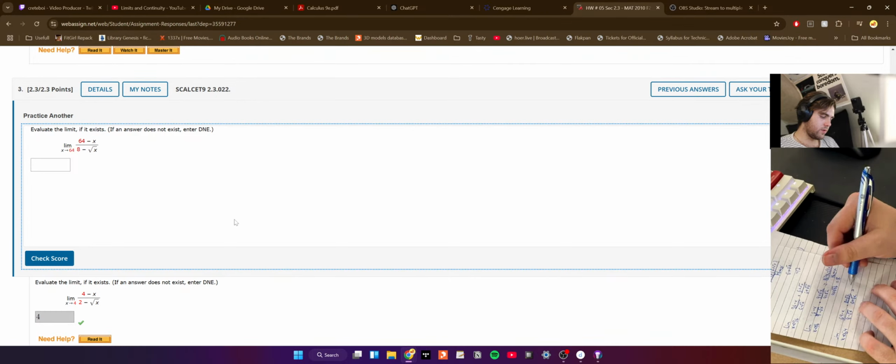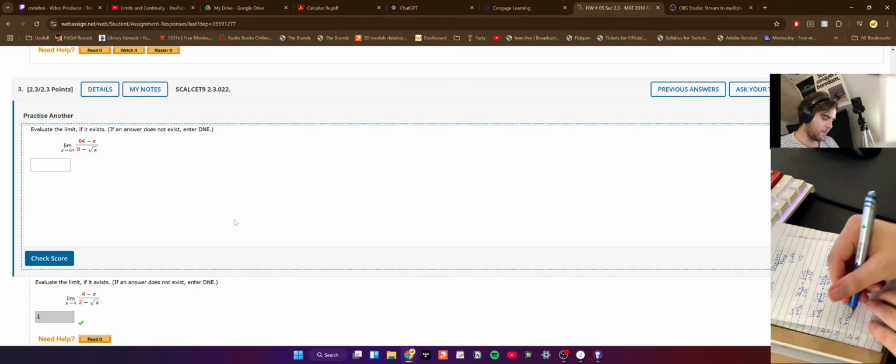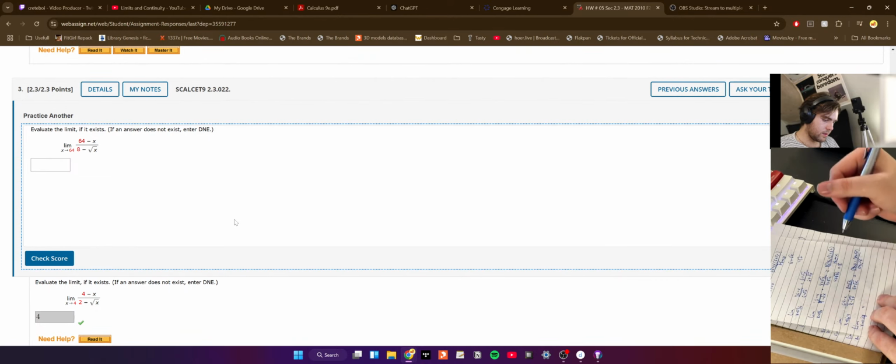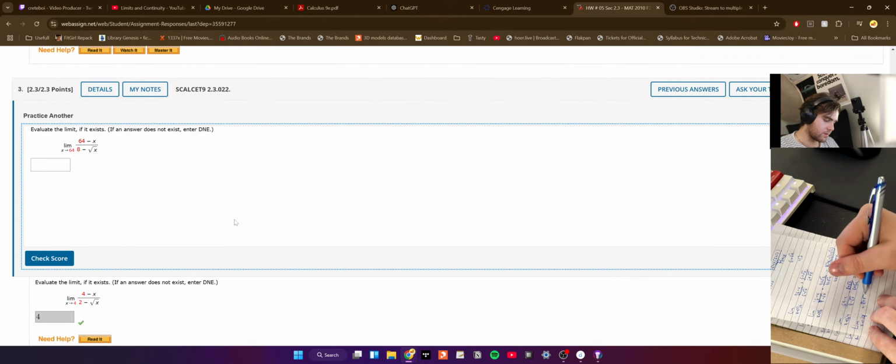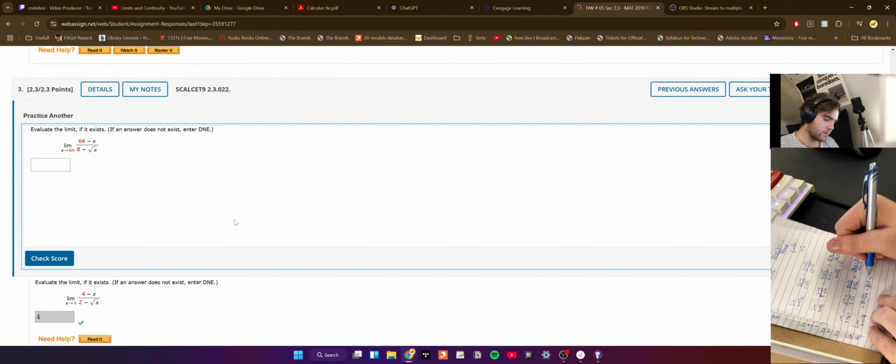So this is going to be equal to, obviously we're going to have this at the top, 64 minus x multiplied by 8 plus the square root of x over 64 minus x. These cancel. The limit as x approaches 64 is equal to 8 plus the square root of 64, which is equal to 8 plus 8, which is equal to 16.